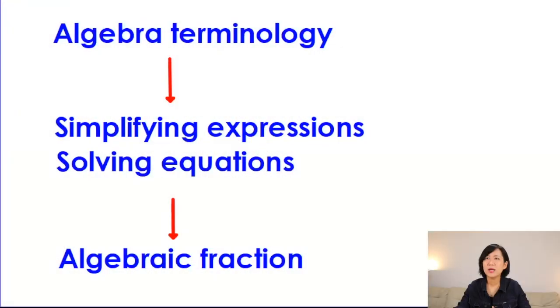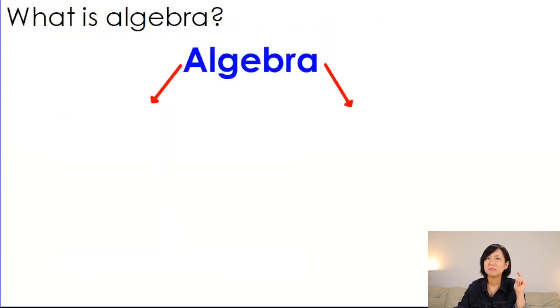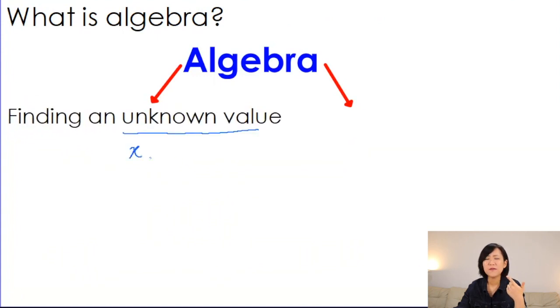Right, so let's talk about the meaning of algebra. What is algebra? Somebody may tell me that algebra is finding an x. Yes, right. Algebra is finding unknown values. An unknown value means x, y, sometimes z. It can be any letter, and we call these variables because they can change.